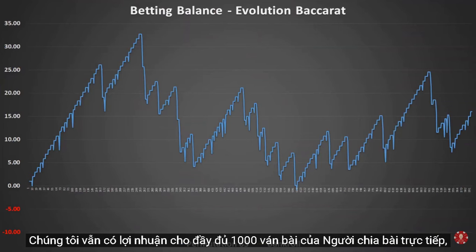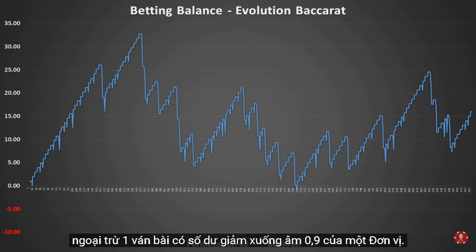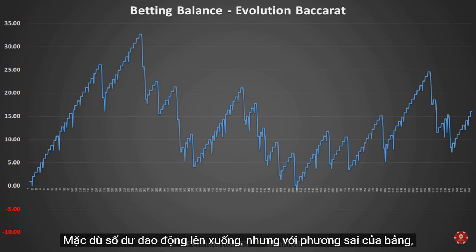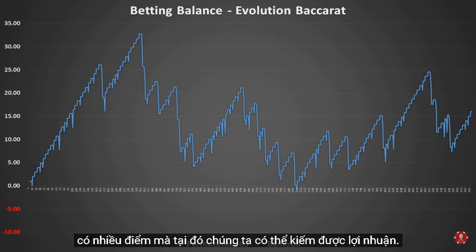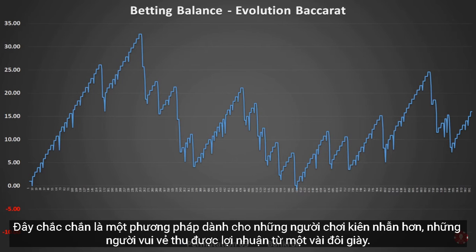We stayed in profit for the full 1000 live dealer hands, with the exception of 1 hand where the balance dropped to a negative 0.9 of a unit. Although the balance swung up and down with table variance, there were many points at which we could have walked away in profit. This is certainly a method for the more patient player who is happy to obtain profit over several shoes.